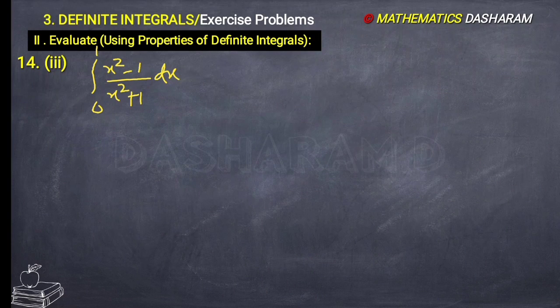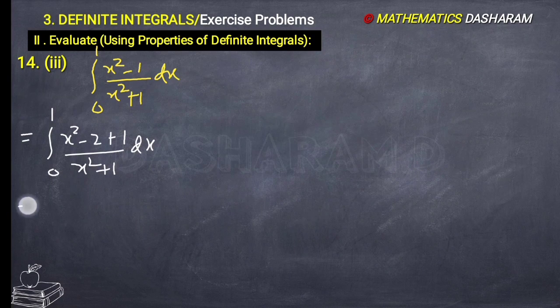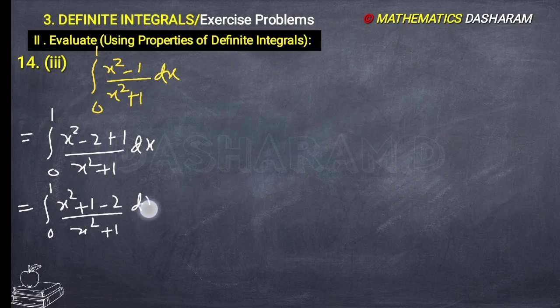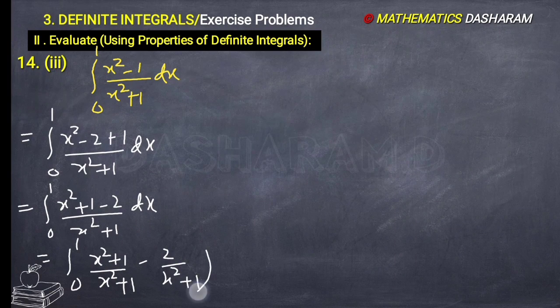Integration 0 to 1 of x square minus 1 by x square plus 1 dx. Here the x square minus 1 can be written as x square plus 1 minus 2, divided by x square plus 1 dx. Integration 0 to 1 of x square plus 1 minus 2 divided by x square plus 1 dx. Now split into two fractions: x square plus 1 by x square plus 1, minus 2 divided by x square plus 1, whole dx.